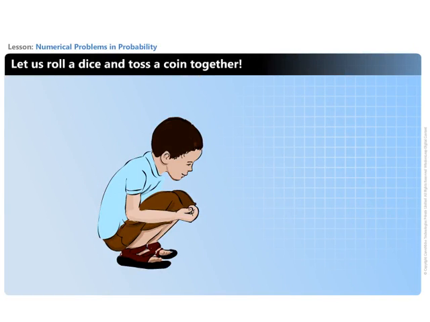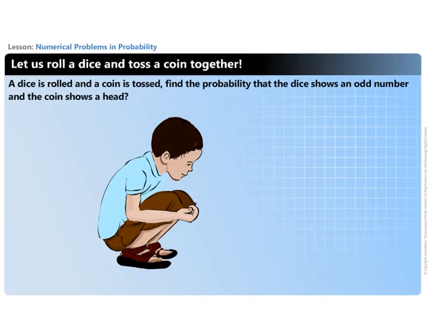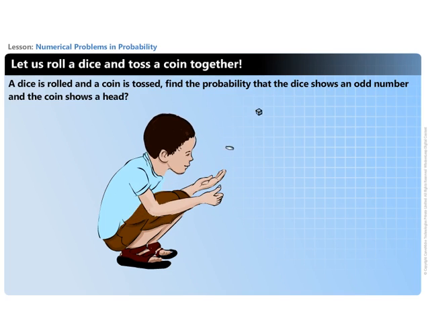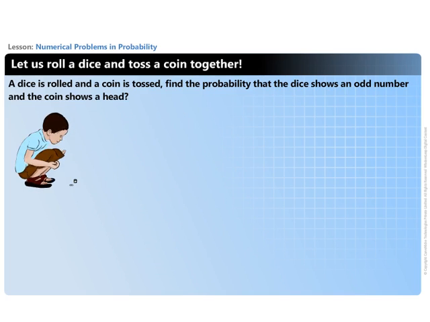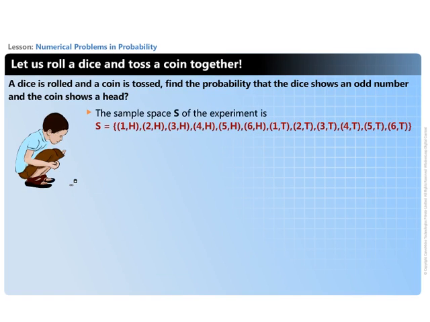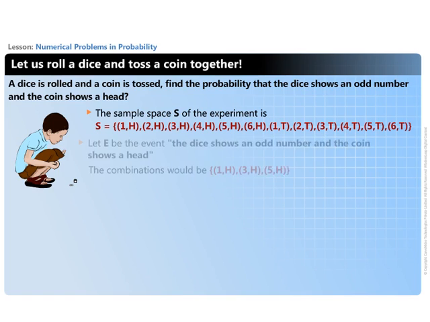Now, find probability when a dice is rolled and a coin is tossed together. A dice is rolled and a coin is tossed. Find the probability that the dice shows an odd number and the coin shows a head. Here, the sample space S of the experiment is S = {1H, 2H, 3H, 4H, 5H, 6H, 1T, 2T, 3T, 4T, 5T, 6T}.